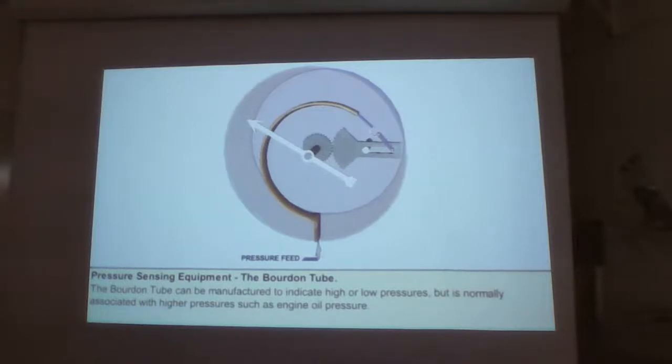When pressure is applied to the tube, it tries to straighten. This movement is magnified by levers and used to drive an indicator pointer. The Bourdon tube can be manufactured to indicate high or low pressure, but it is normally associated with higher pressures, such as engine oil pressure.